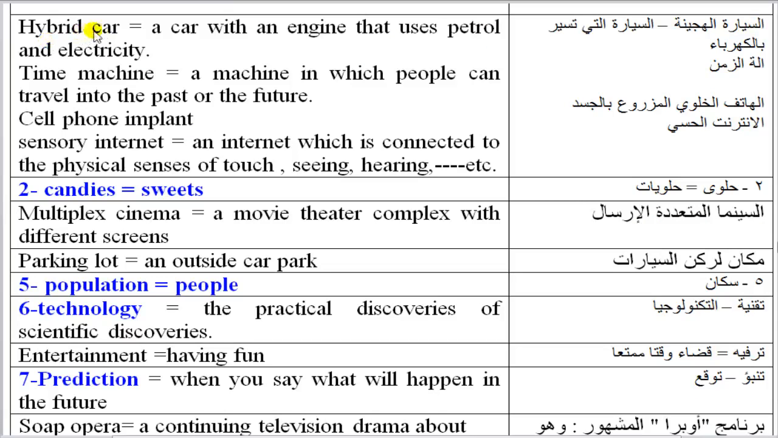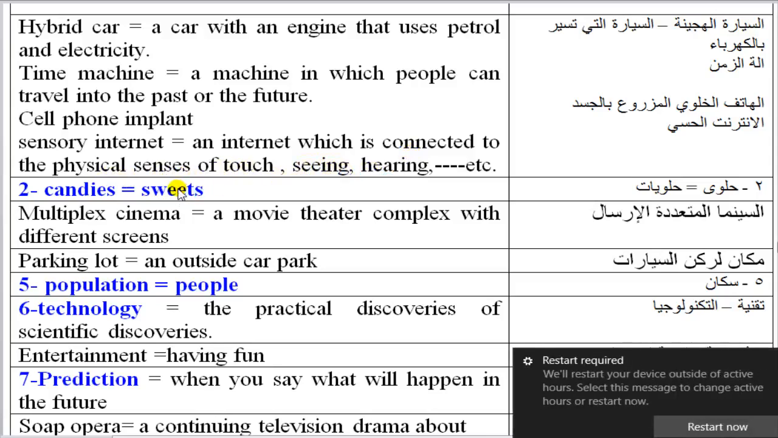Hybrid car, a car with an engine that uses petrol and electricity. Time machine, a machine in which people can travel into the past or the future. Cell phone implant, an internet which is connected to the physical senses of touch, seeing, hearing.